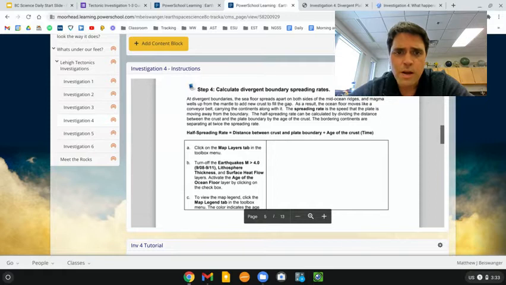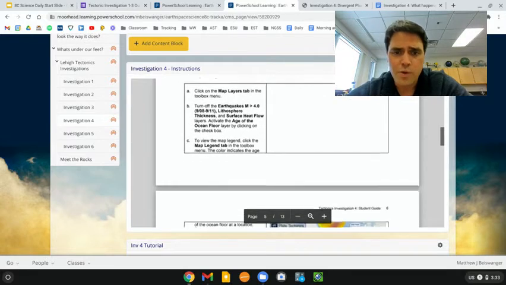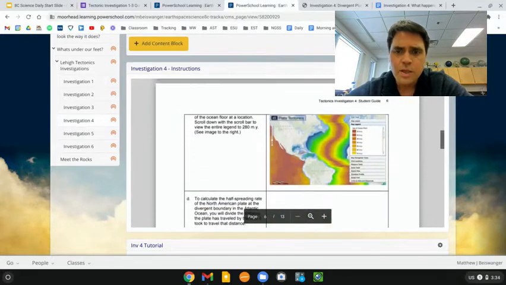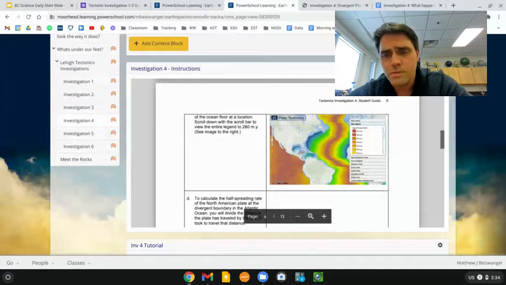Step 4 is an interesting one. I like step 4 because they have you calculating the divergent boundary spreading rates. They look at the half spreading rate, which is what they're going to have you calculate. When you look at the age of the ocean floor, pay attention to the colors. Remember the color on the outside here is not the darkest one. The darkest section is going to be all the way over in the Mediterranean.